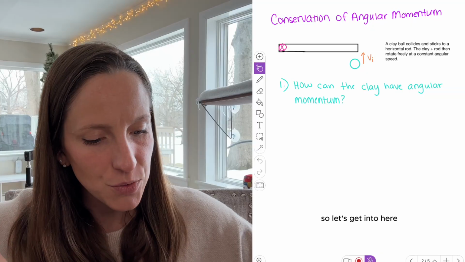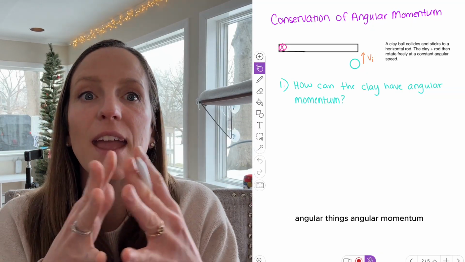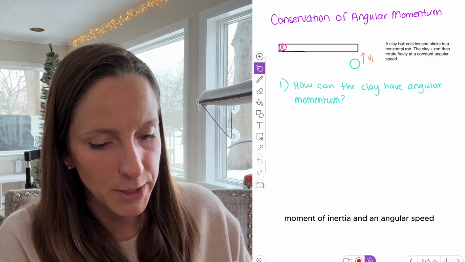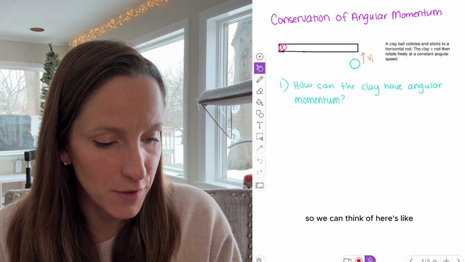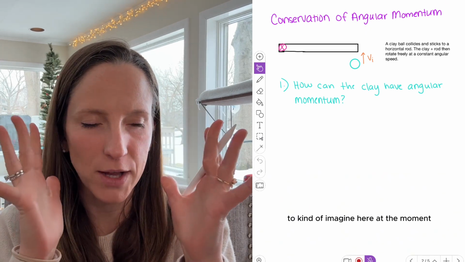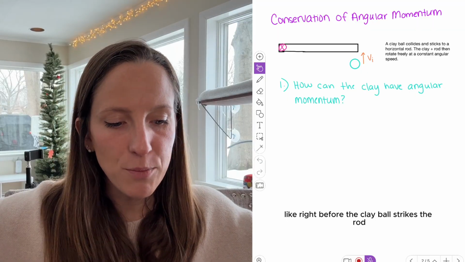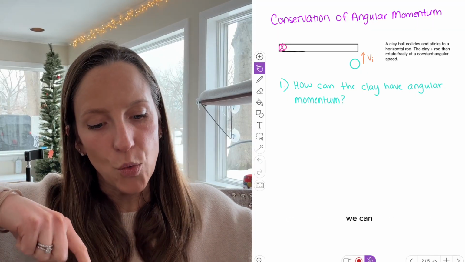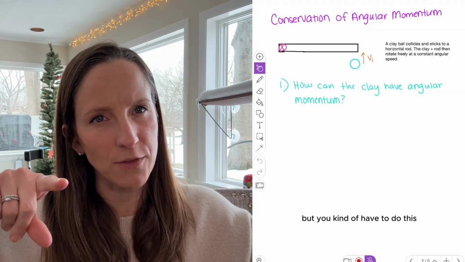Why or why not? And where do those concepts come from, from prior understanding of topics. So let's get into here. How is it that the clay can have all these angular things, angular momentum, moment of inertia, and an angular speed? Here's what I want you to imagine. At the moment right before the clay ball strikes the rod, this is a simplification, but you kind of have to do this.